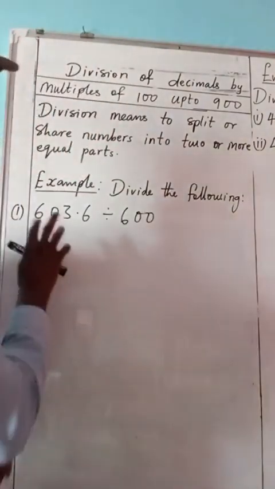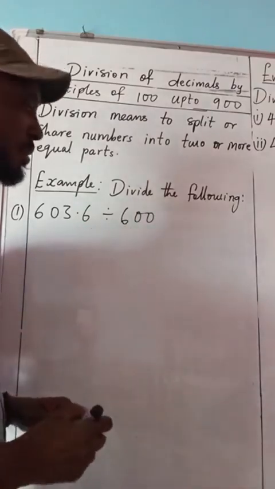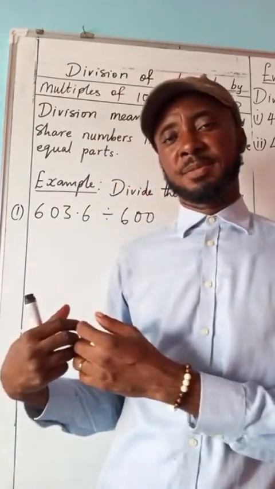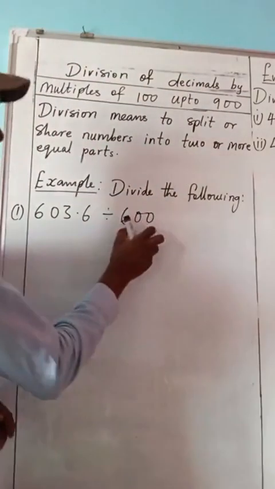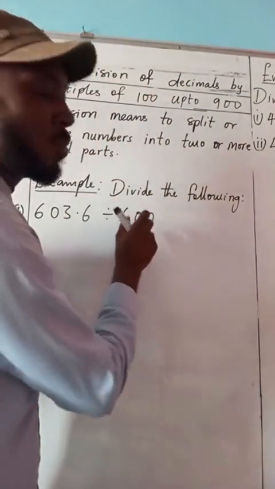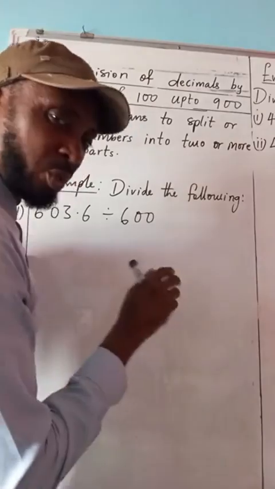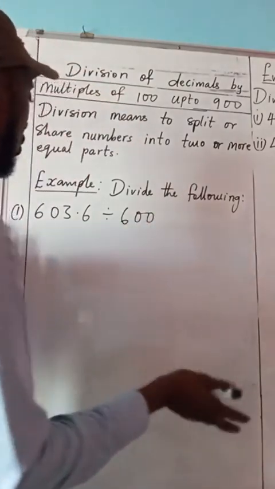We have 603.6 divided by 600. Now, what we're going to do, we have a method we use to solve this. The method we use is to expand the divisor. When we expand the divisor, it will be easier for us to divide these big numbers with a bigger divisor. Now, what do I mean?